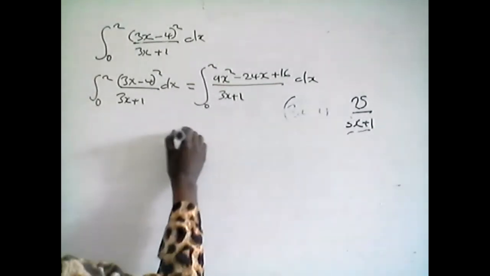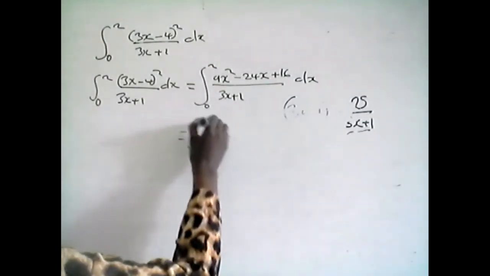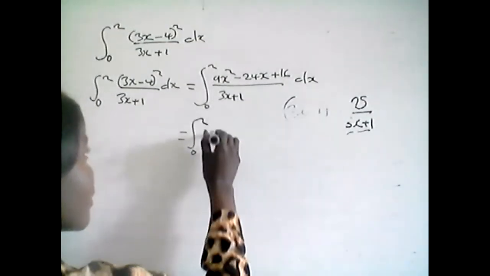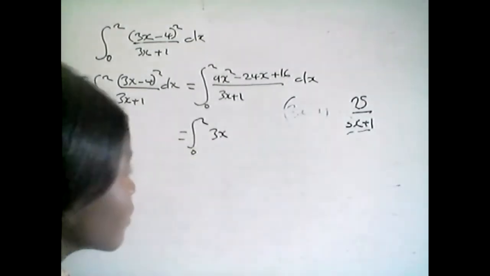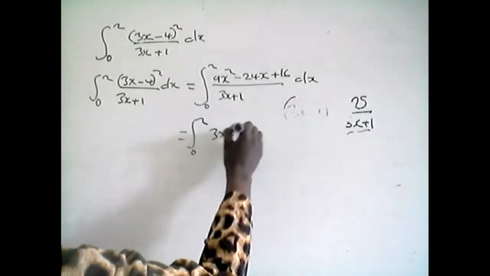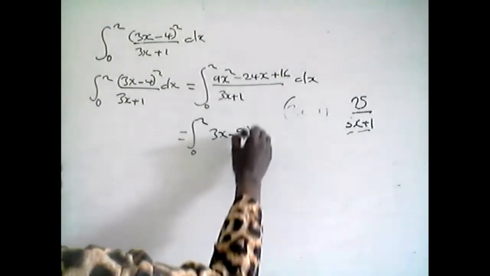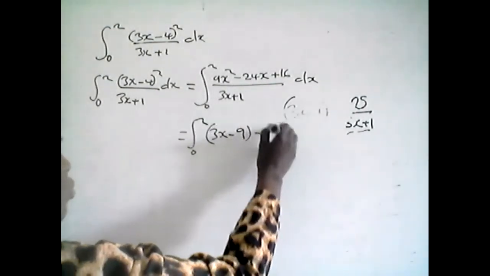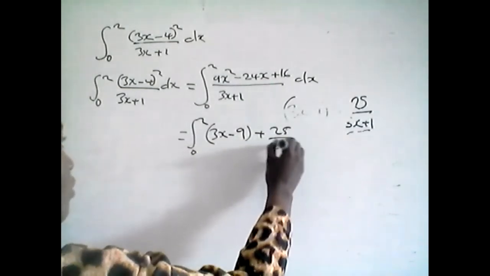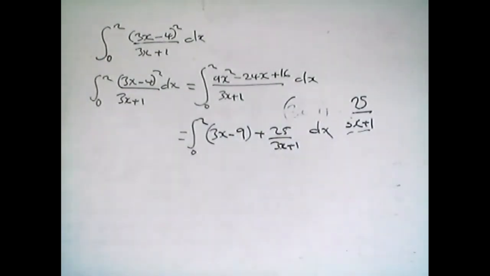This is equal to what we have here: the integral from 0 to 2 of 3x minus 9 plus 25 over 3x plus 1, and then dx.